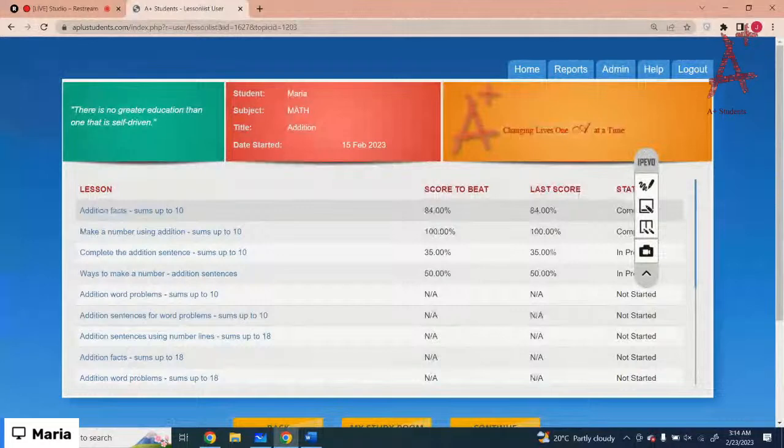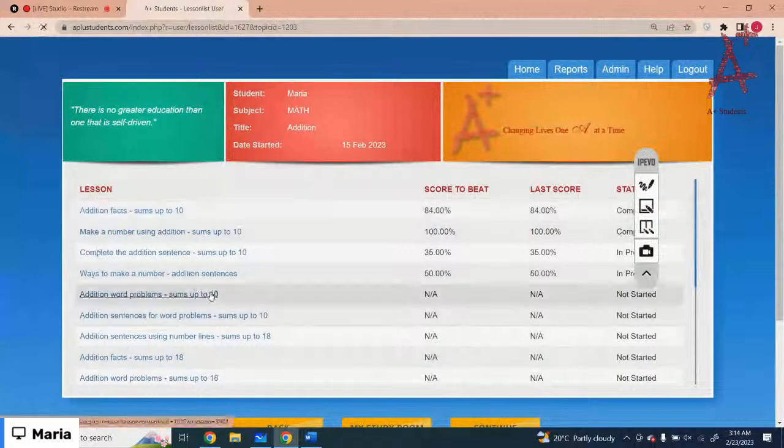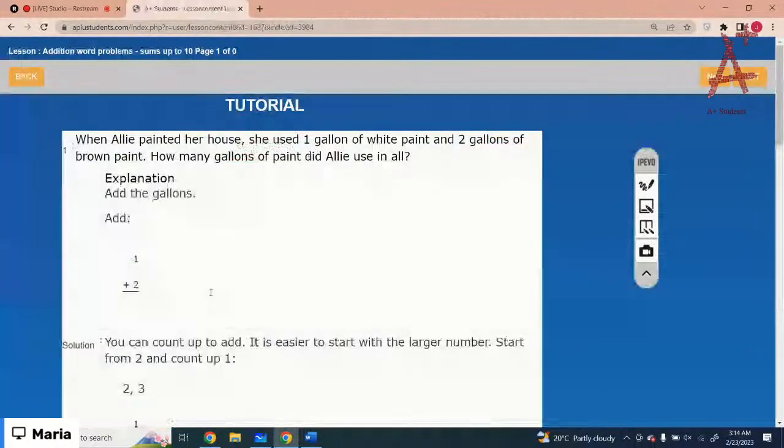Okay, the next one is, we're going to start the next lesson, that is addition word problems sums up to 10. Start with the next lesson. Okay, let's start with the first example. Let me just read the question. Listen to me carefully.